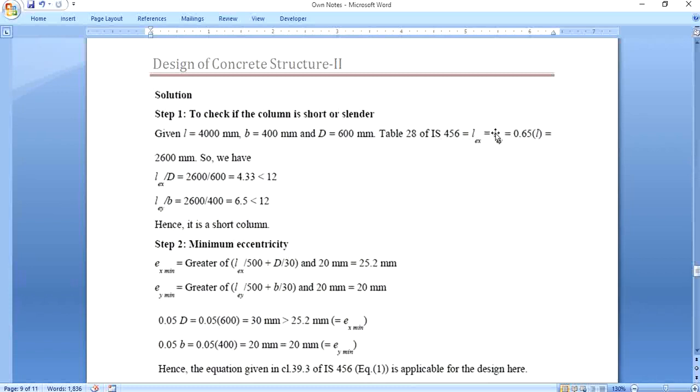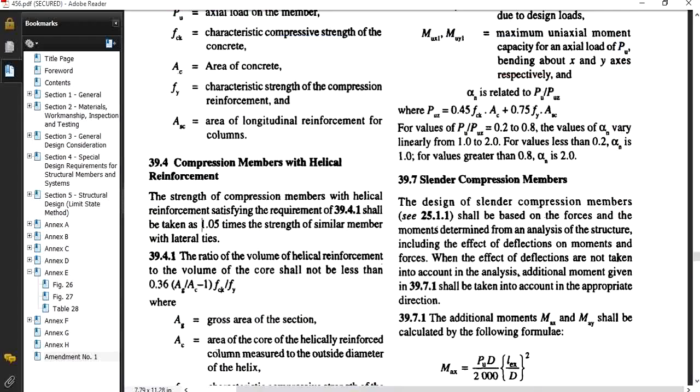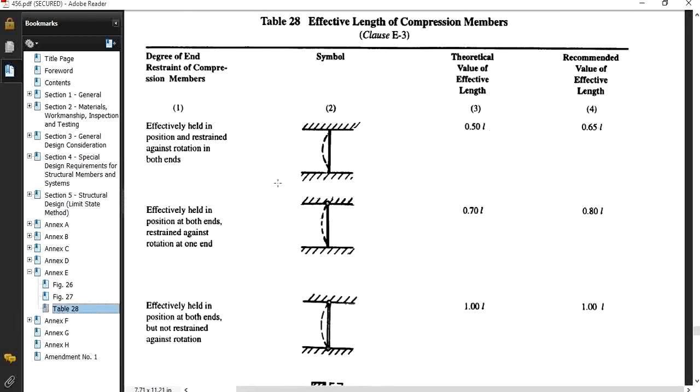What is LEX and what is LEY? You can see over here. So Table number 28 I am going to open. So Table number 28 you can see. What they said is effectively held in position and restrained against rotation in both the ends. You have to mark this point. So you can read the degree of end restraint over here.